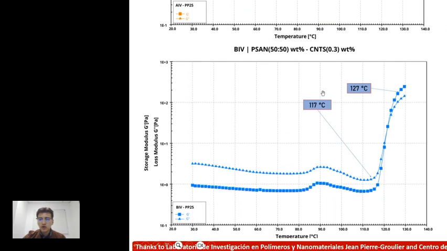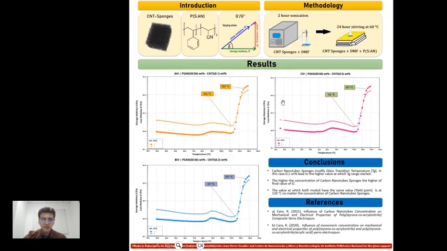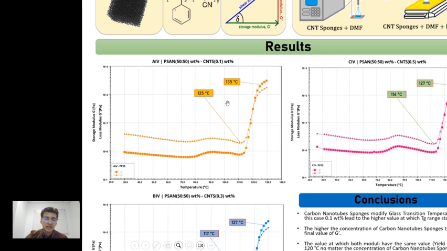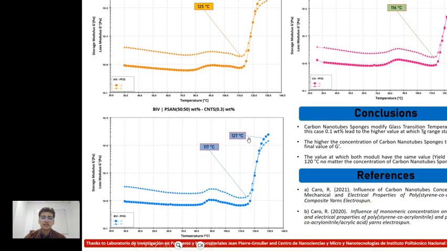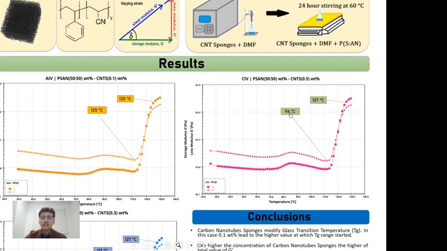The difference, of course, between these three plots is the concentration of the carbon nanotube sponges. In the orange one it is 0.1 weight%, in the blue one 0.3 weight%, and in the pink one 0.5 weight%. And we can see that the range in which the rise of both moduli occurred in the first plot is from 125 to 135 C. In the second one, 117 to 127 degrees Celsius, and in the third one, 116 to 127 degrees Celsius.